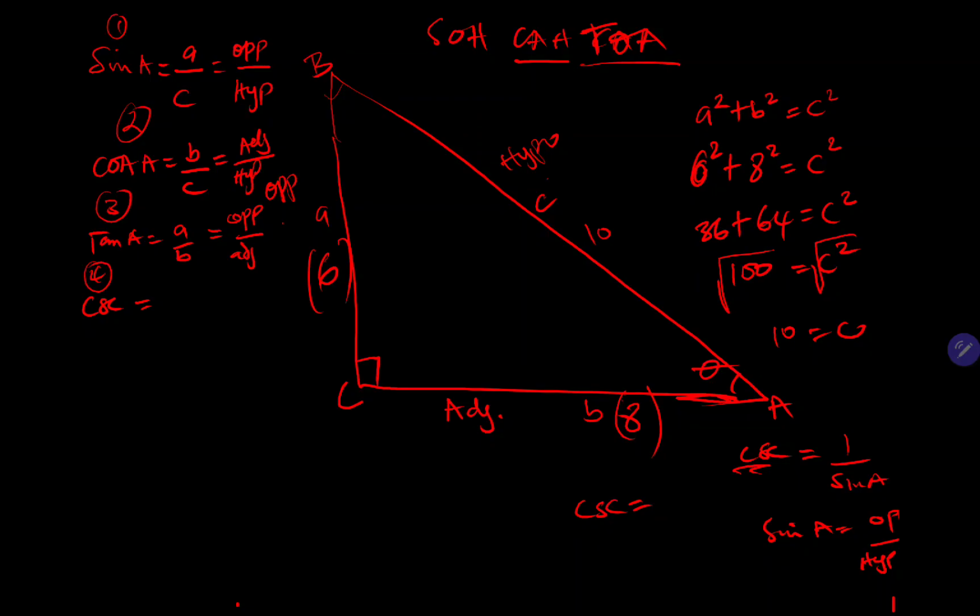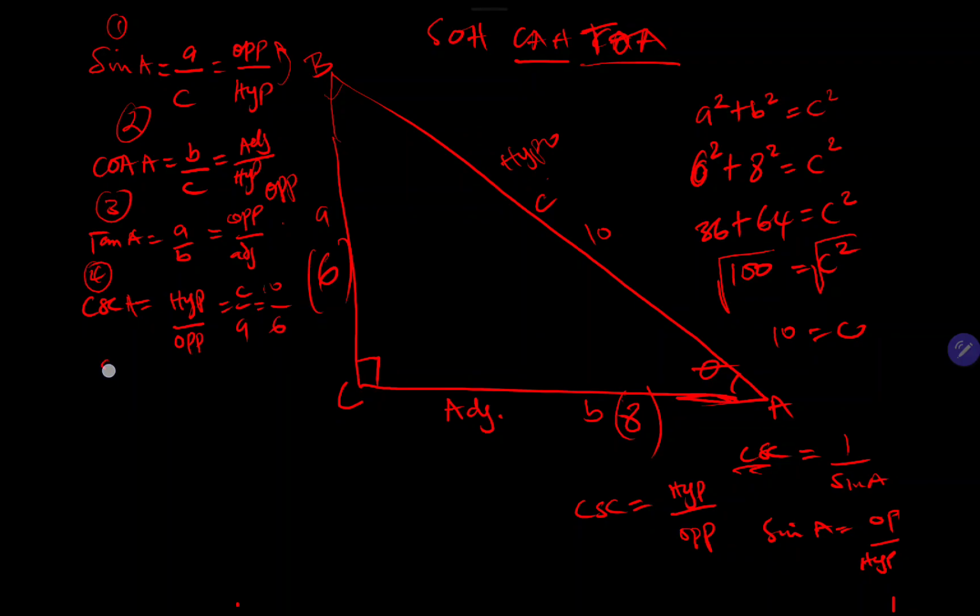the inverse or the reciprocal of sine A, which will now be hypotenuse over opposite. To cut the long story short, you just flip this. Cosecant is the inverse of sine. So just flip the sine formula to get your cosecant. So if sine A is equal to opposite over hypotenuse, then cosecant A will be equal to hypotenuse over opposite, which is the same thing as C over A here. And C here is 10, over A, opposite is 6, 10 over 6.